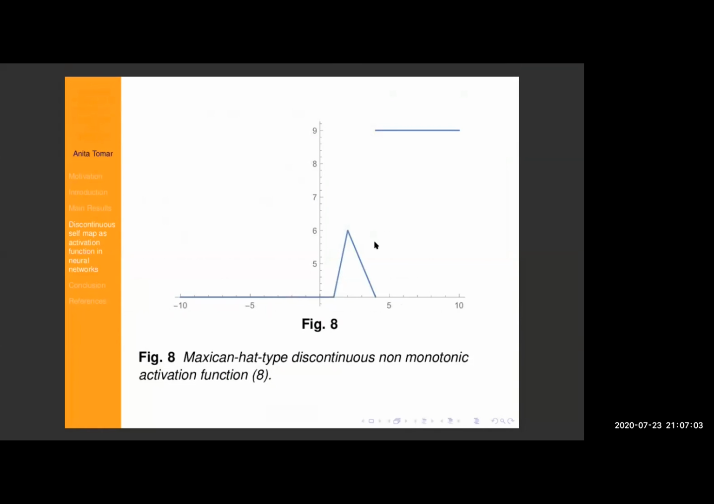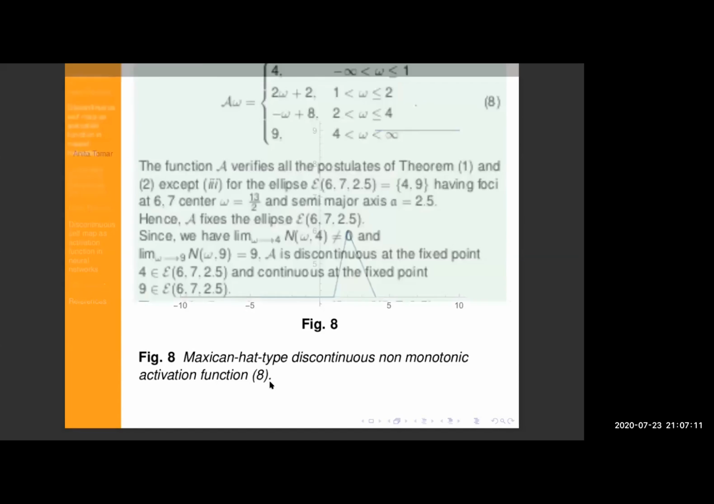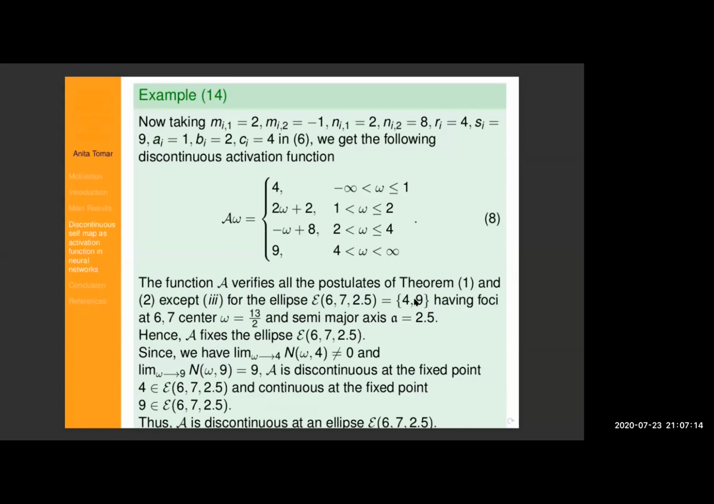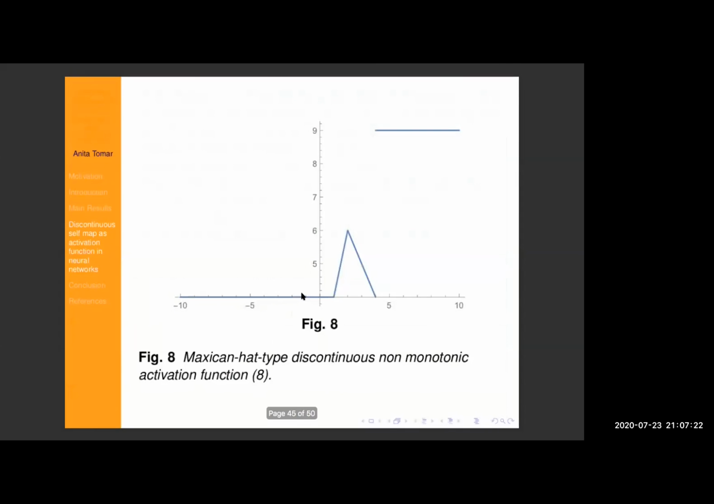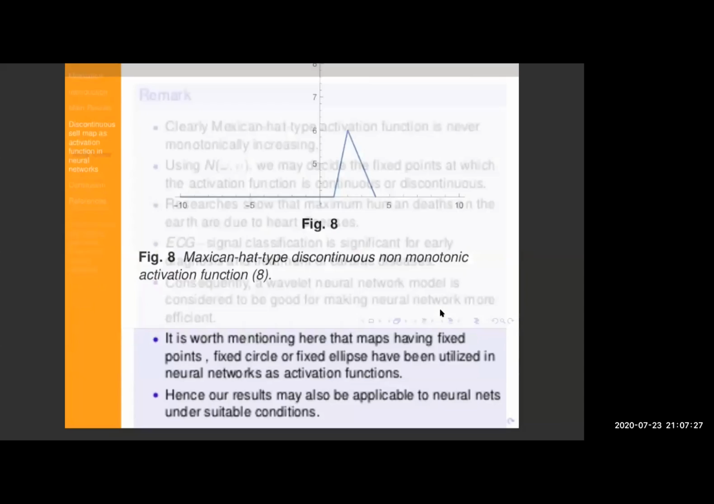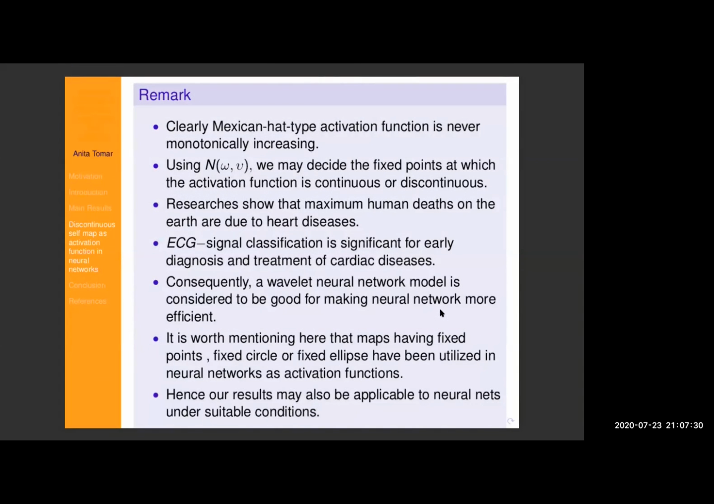So one may observe from this figure, this is the Mexican hat type discontinuous non-monotonic activation function, and here the values were 4 and 9. So it is discontinuous at 4 and continuous at 9. So clearly the Mexican hat type activation function is never monotonically increasing. So using NWB, we may decide the fixed point at which the activation function is continuous or discontinuous.